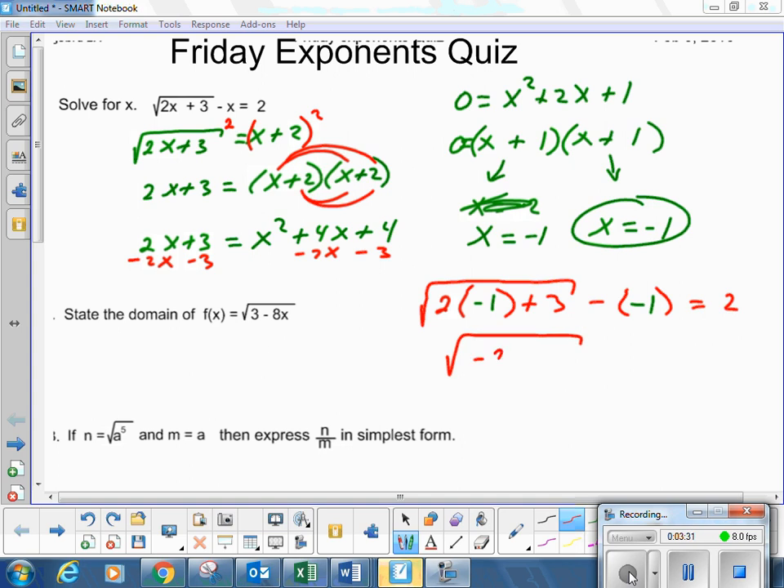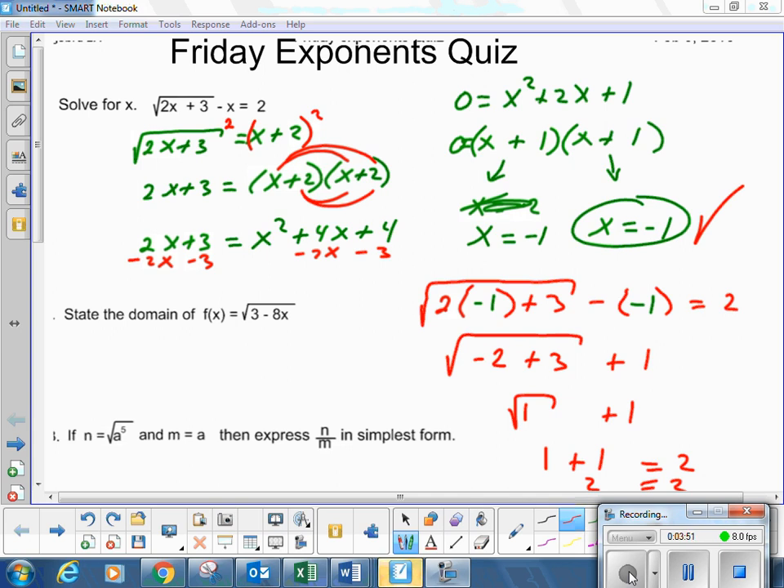So as you work through this, you should have come up with this. This becomes radical 1. Now over here, you've got a double negative, making it a plus 1. So you end up with 1 plus 1, which does in fact equal 2. So you get 2 equals 2. So you know that this answer of yours does in fact work.